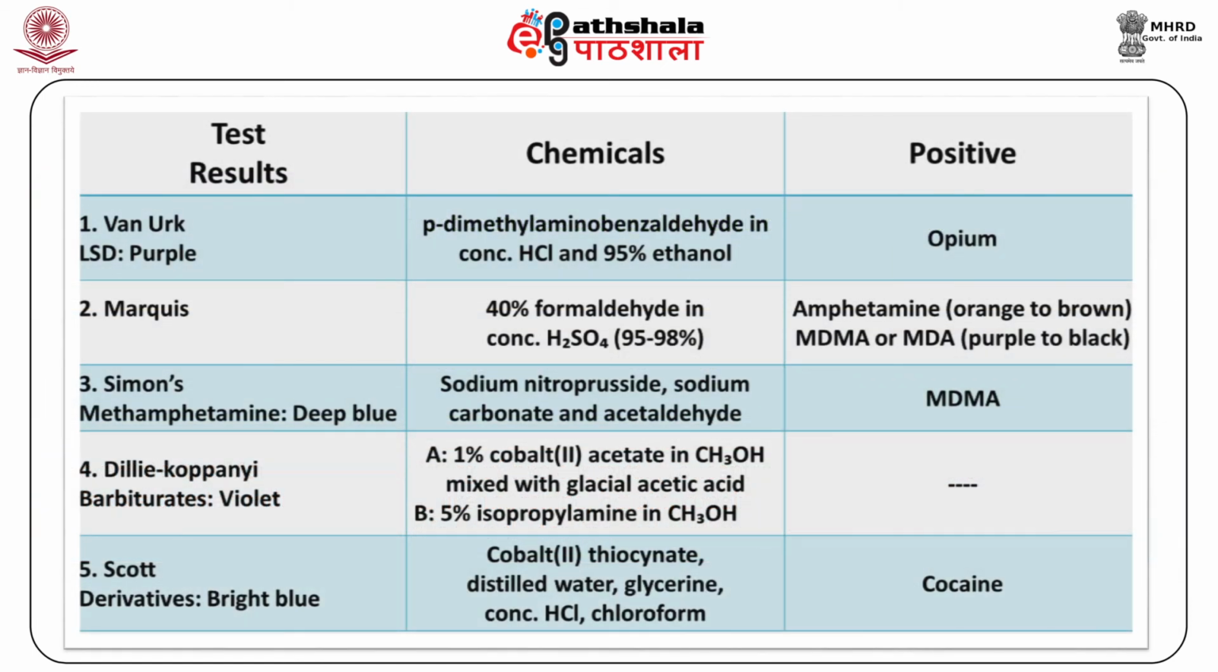The reagent Van Urk is prepared from p-dimethylaminobenzaldehyde in 10% concentrated HCl and ethanol, and gives purple coloration in the presence of LSD. Marquis reagent, as we have already studied, gives a brown-orange color to show the presence of amphetamine, while it gives a purple color with opium. Simon reagent gives deep blue coloration in the presence of amphetamine, while Dille-Koppanyi reagent is used to test the presence of barbiturates. It gives a violet color indicating the presence of barbiturates.